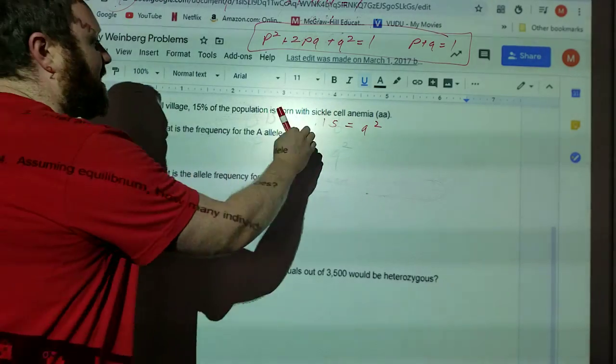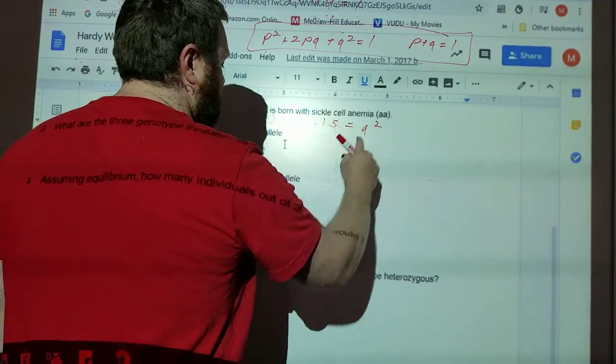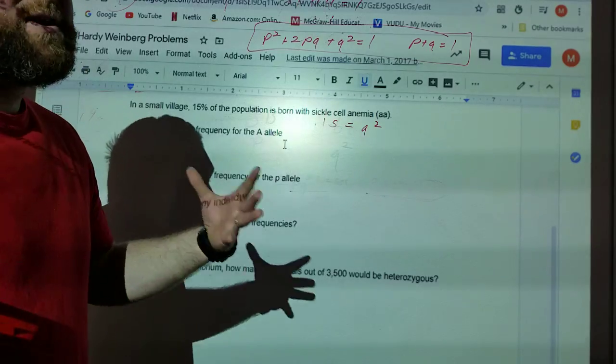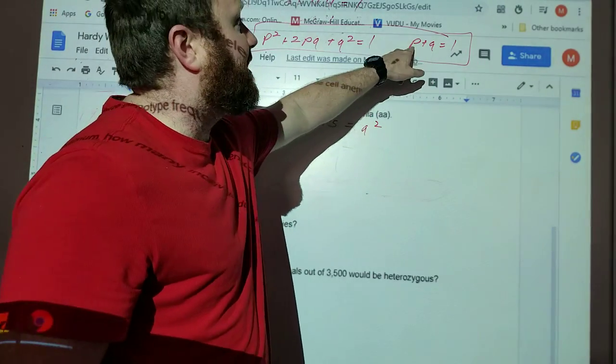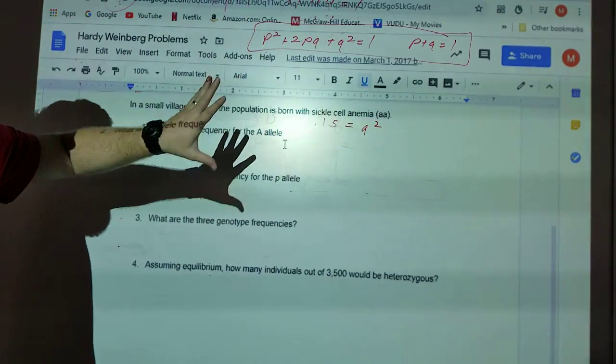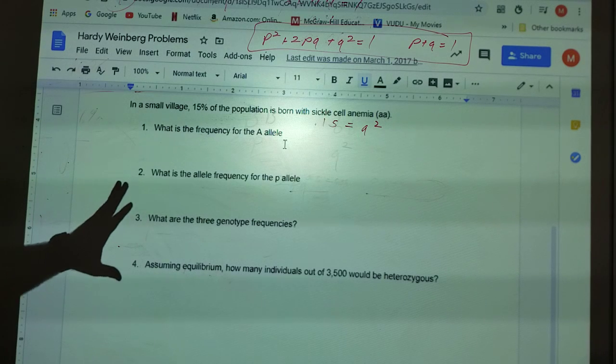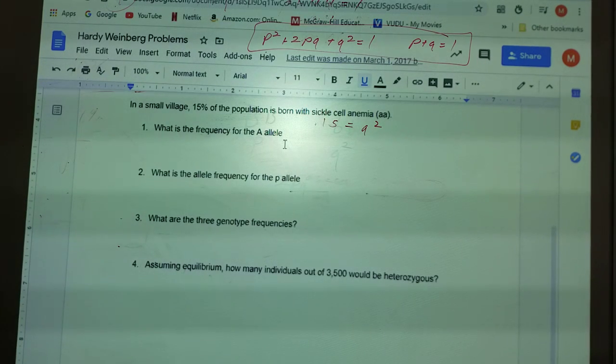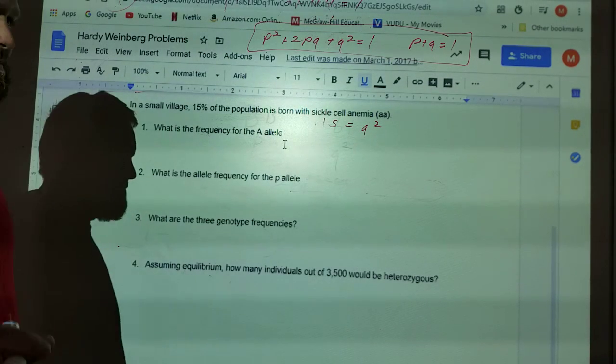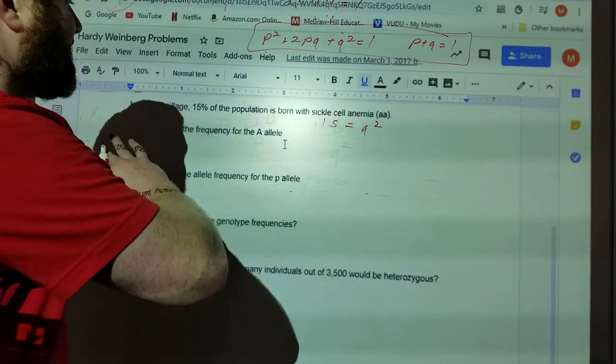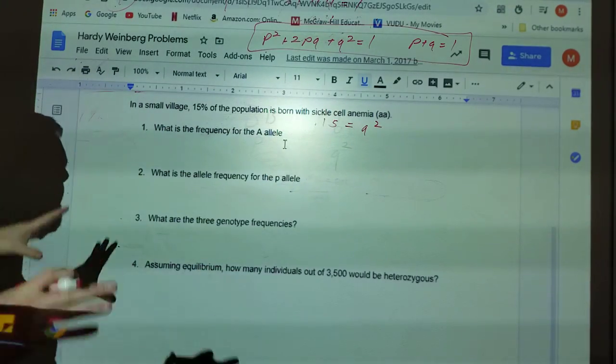So from this, I know that 0.15 equals q squared. Now I could go on and find q, and then if I could find q, I could find p, and then I'm good. I think Mr. Bozeman said that. He said that if you can find p and q, you're golden, I think was his exact words. You can solve any problem after that. But I'm not going to do that just yet.